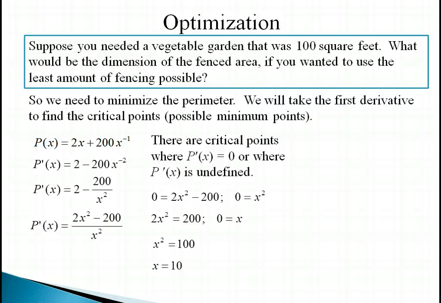Now remember that even though you found the critical point at 10, you still have to check and make sure that it's a minimum point. So what we want to do is check for a sign change.